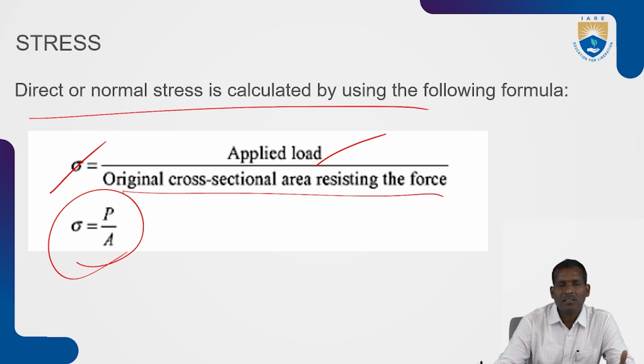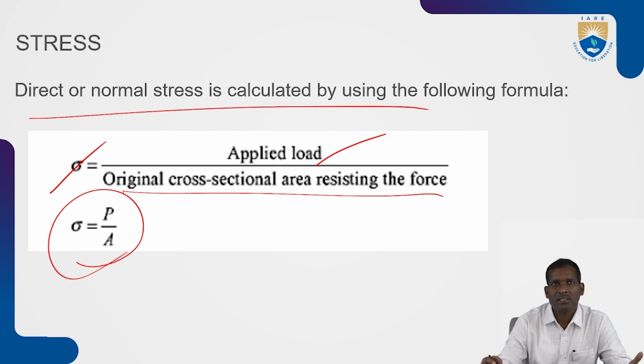Why? Because here the assumption is always that the object has a uniform cross section. There is no irregularity and no non-uniform cross section. So whatever the applied load for the cross sectional area which is resisting the force, that is called as normal stress.